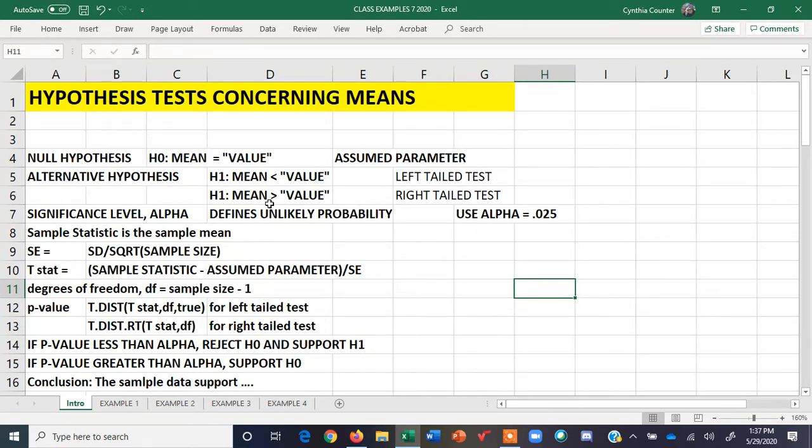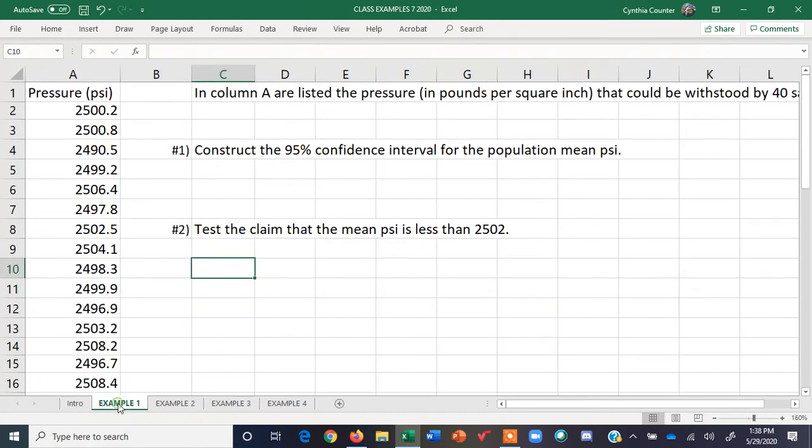If the claim, however, is a greater than, then H1 will contain the greater than, and it will be a right-tailed test. We also want to choose the significance level alpha, which defines an unlikely probability, and I'm going to keep using 0.025 to denote just one tail when we're looking at the middle 95% to be the likely values. Let's go ahead and start looking at an example.